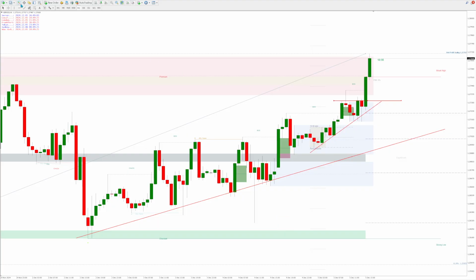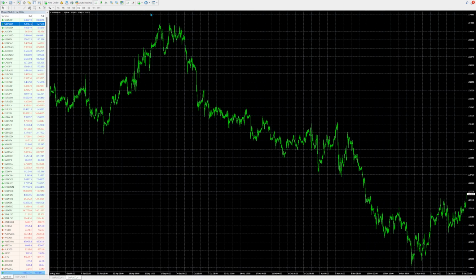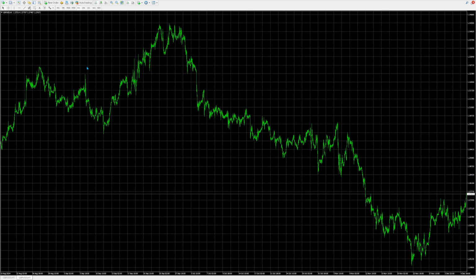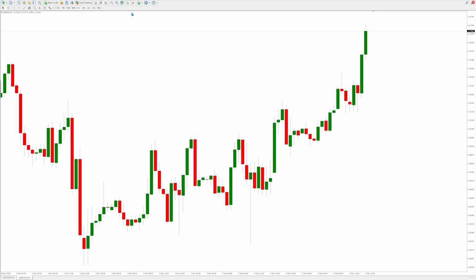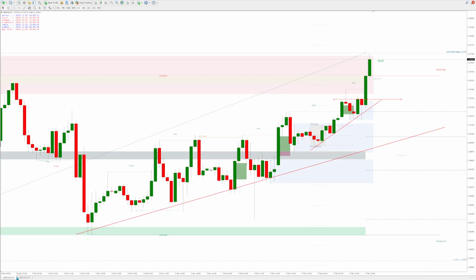But one thing I want to do, just in comparison, is load up my template on the same currency pair. I just want to show you the difference.